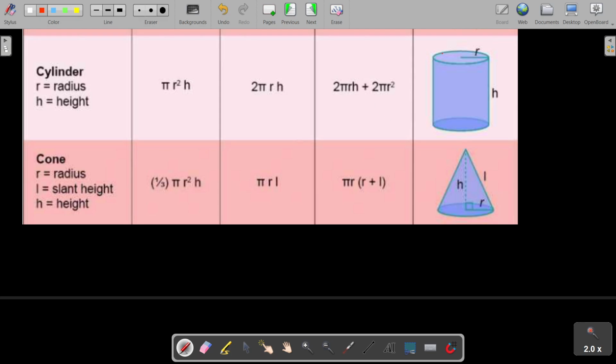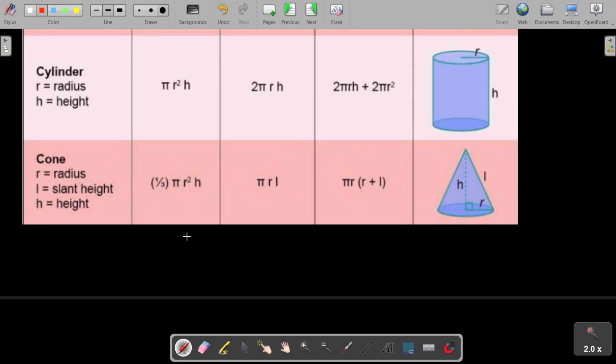And the total surface area is adding these two plate areas also. One plate area is pi r squared, and the other plate is also pi r squared. So by adding those, it becomes 2 pi r h plus 2 pi r squared.